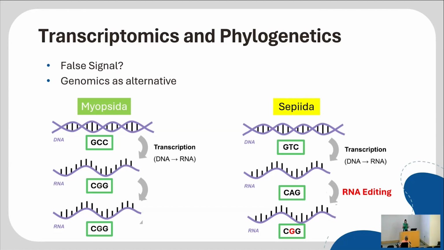And so ideally, we would use genomics to solve this problem. Genomes are more computationally expensive. Sequences are more expensive. They have a lot of these noisy regions like introns and things that are not expressed. So ideally, transcriptomes are the perfect candidate for phylogenetics. We just need to make sure that this is not happening in our data set.